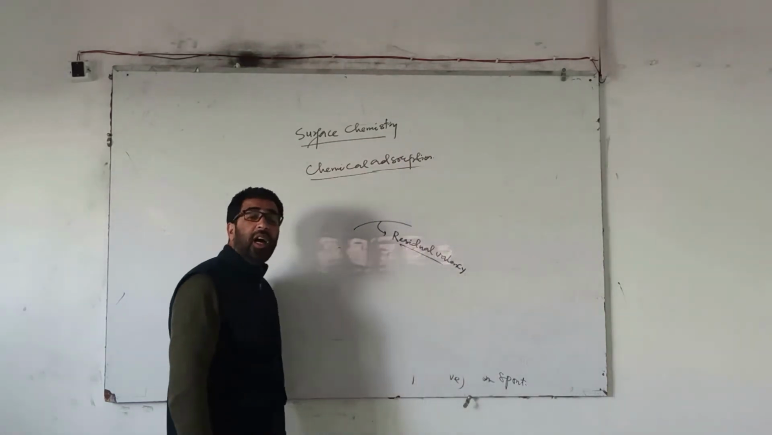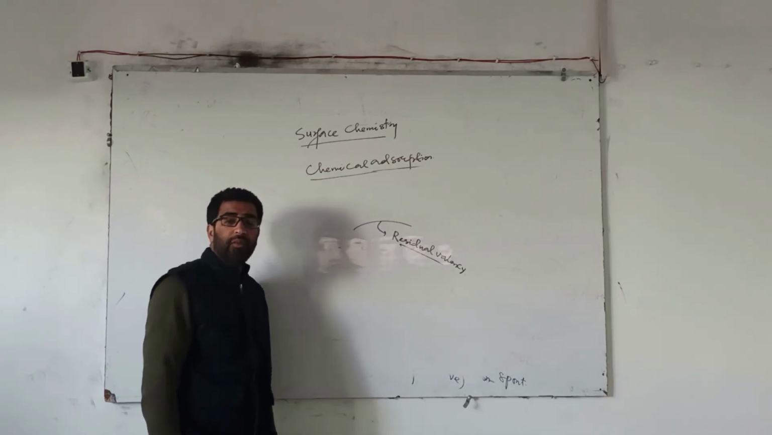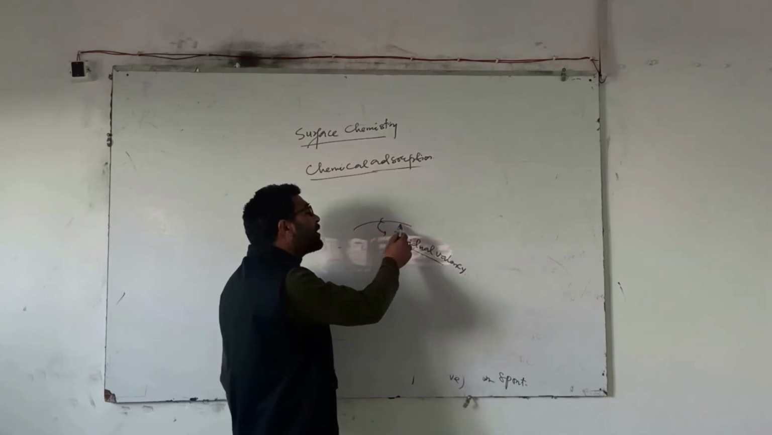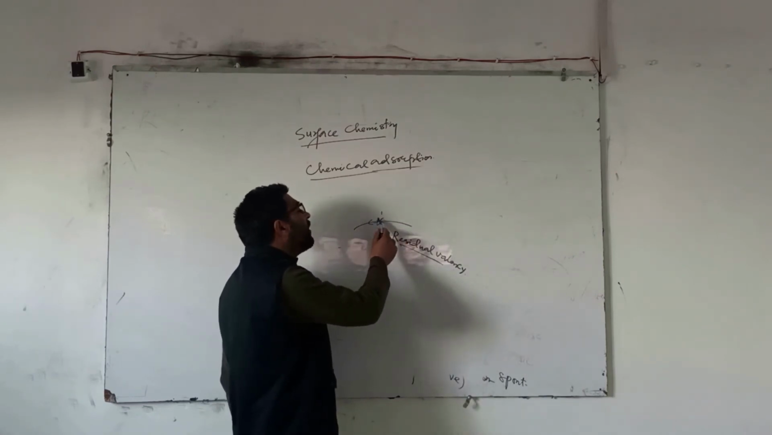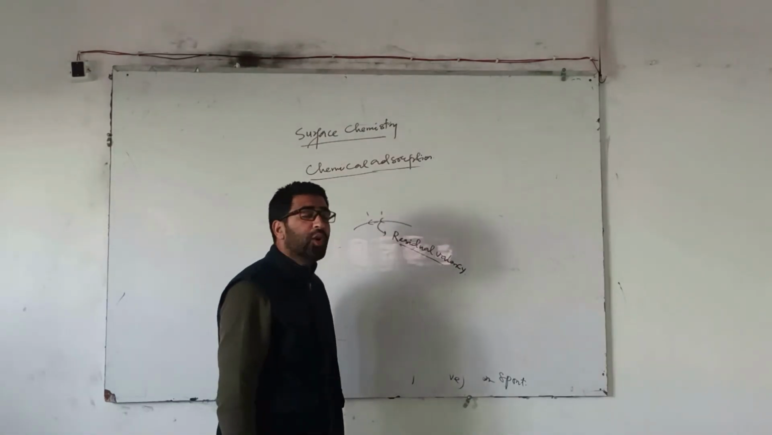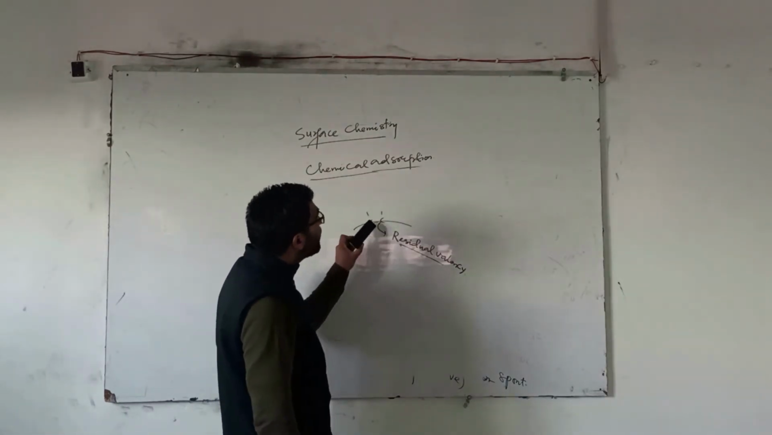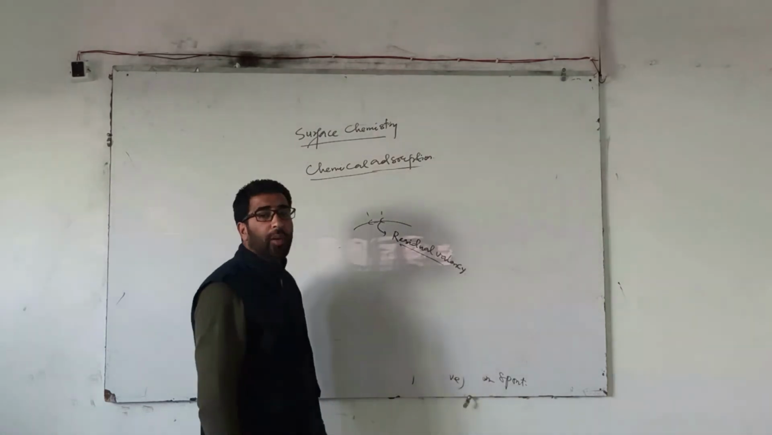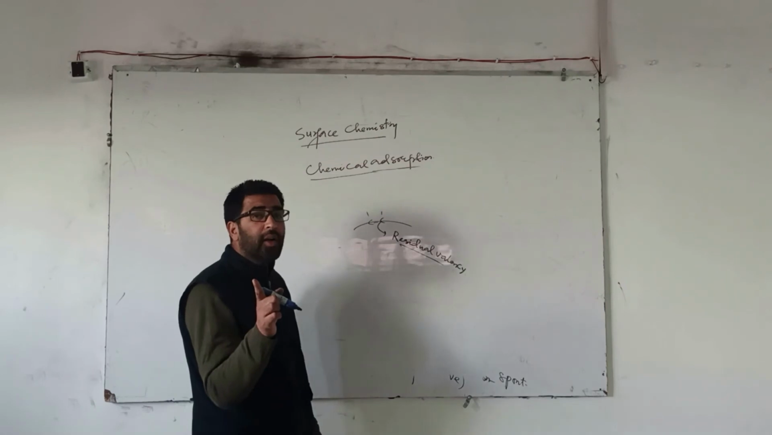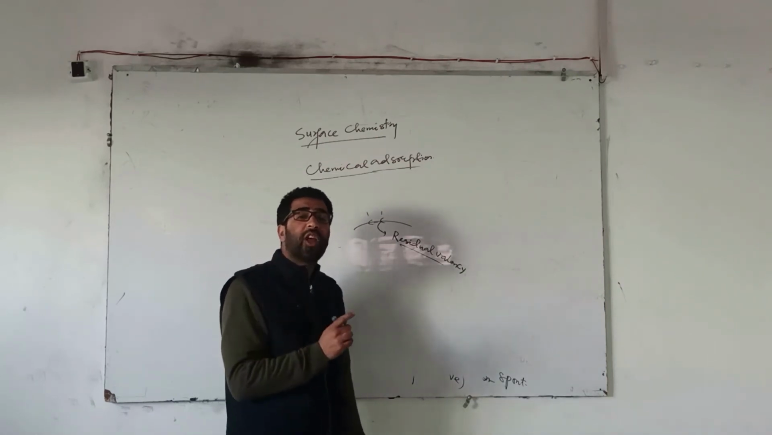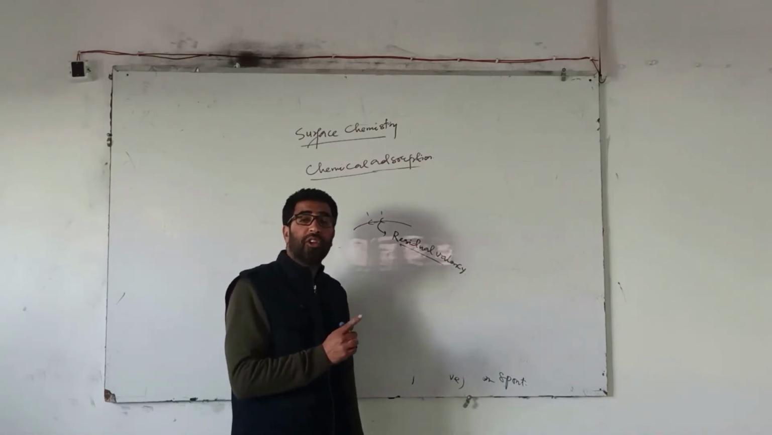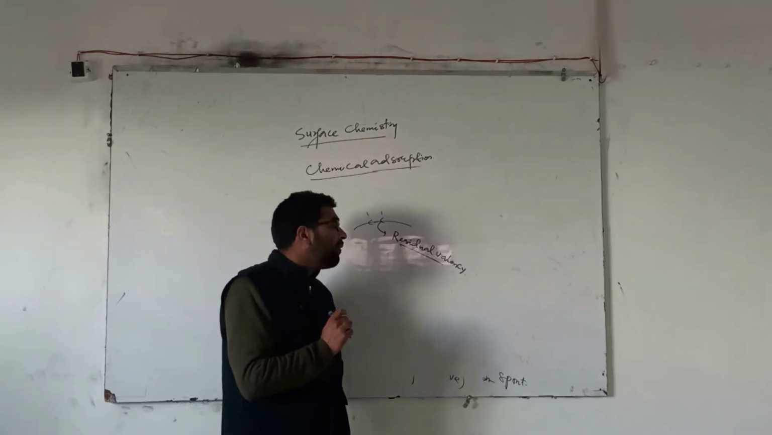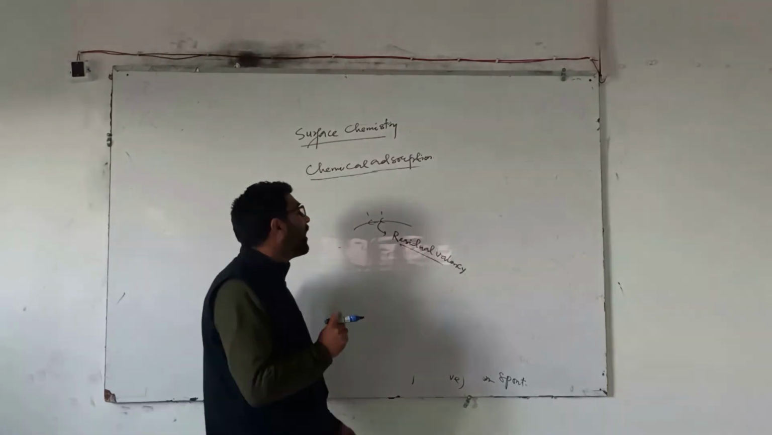Residual valence means unsatisfied valencies. Those surfaces which have got unsatisfied valencies, these valencies are called residual valency. Those surfaces which have got residual valency undergo chemical adsorption. In physical adsorption, you have learned that those surfaces which have got surface tension undergo physical adsorption, and those surfaces which have got residual valencies undergo chemical adsorption.